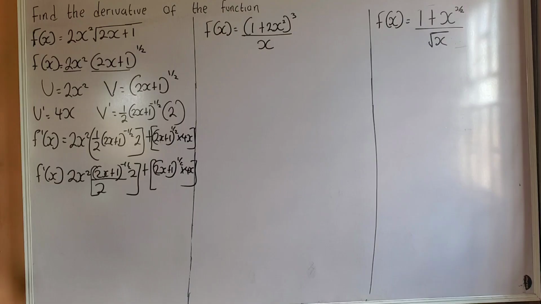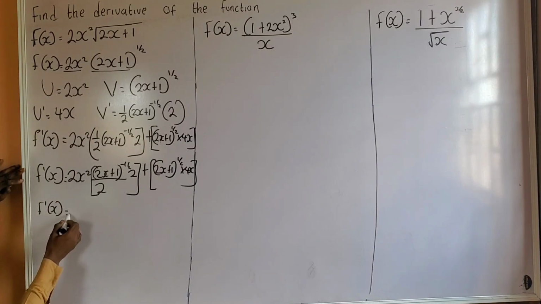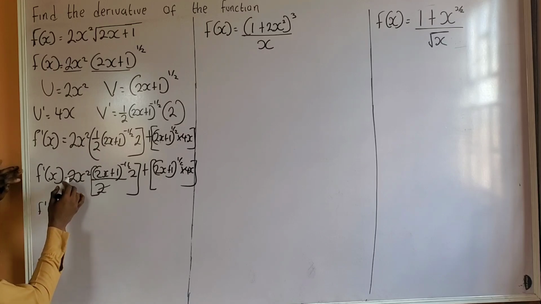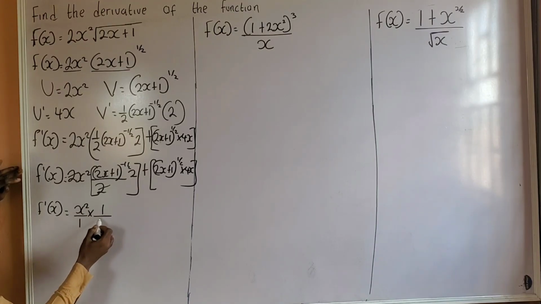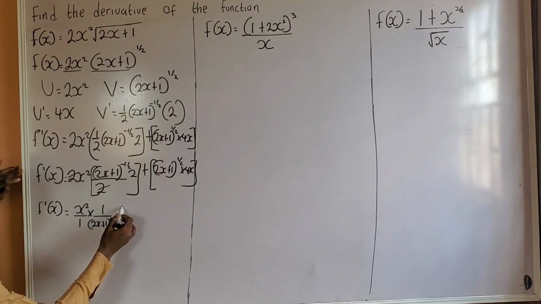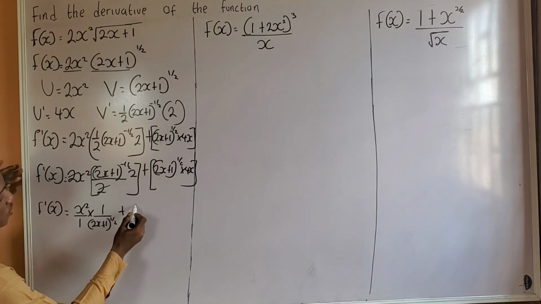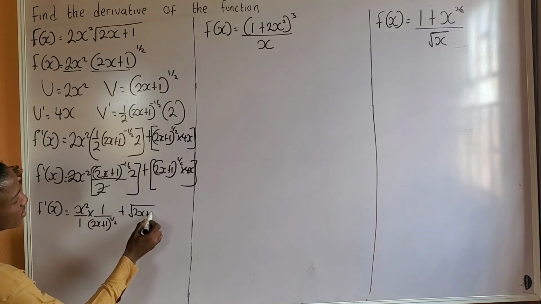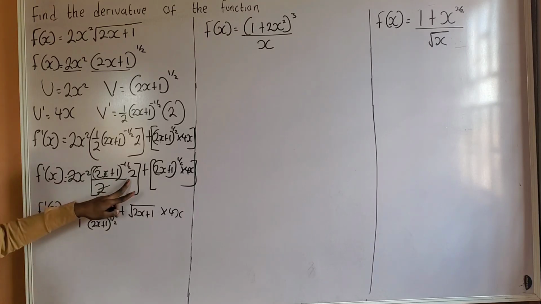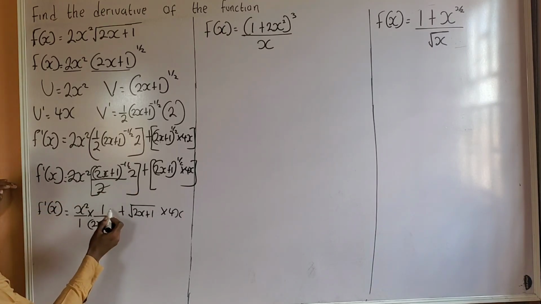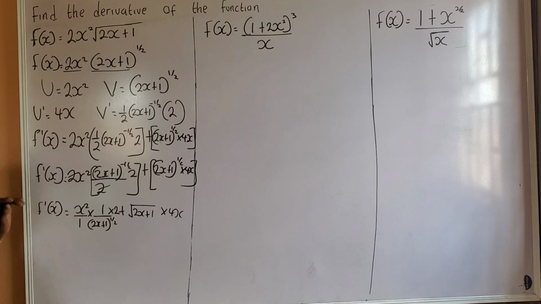Okay, let us simplify. I'm going to have the derivative of f of x equal to, these 2 will eliminate these 2, so I'm left with what? x squared all over 1 multiplied by 1 over 2x plus 1 raised to the power of 1 over 2 plus, okay, square root of 2x plus 1 multiplied by 4x, right? Do you know what I did? Don't forget that there is 1 2 here, so you can have the 2 times 2.